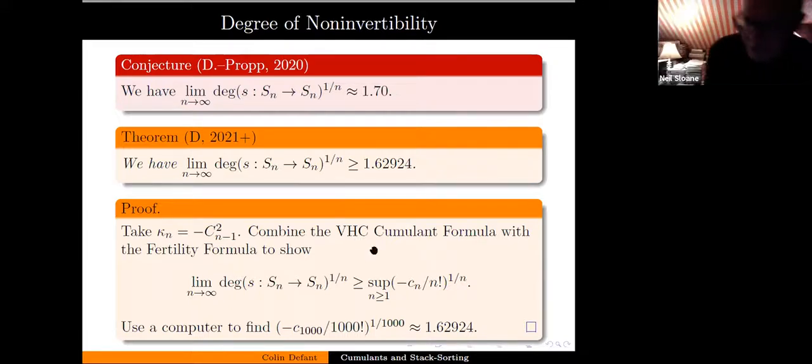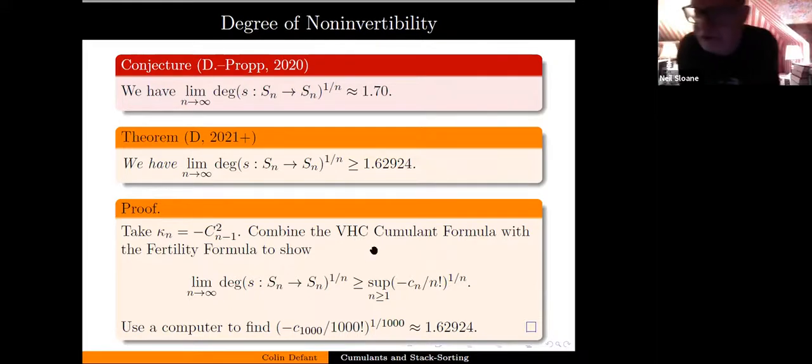Can I make a quick suggestion? Yes. Have you tried using linear programming to optimize the choice of the free cumulants to maximize your lower bound?